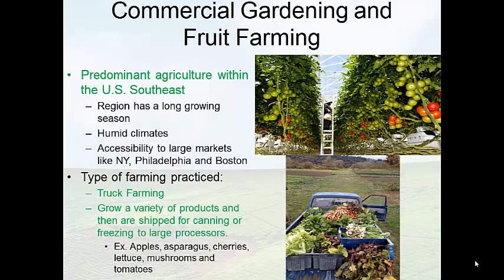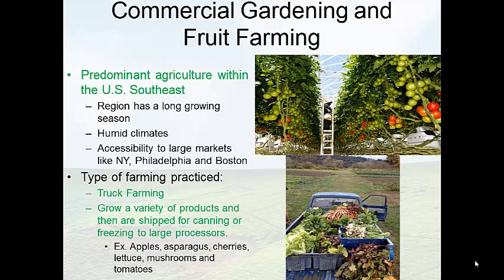All right, our last one here, commercial gardening and fruit farming. This type of agriculture is prominent within the southeast of the United States. Here's the reason why. This region has a long growing season that most items grown in this area need. It has humid climates. It has accessibility to large markets like New York City, Philadelphia, and Boston.